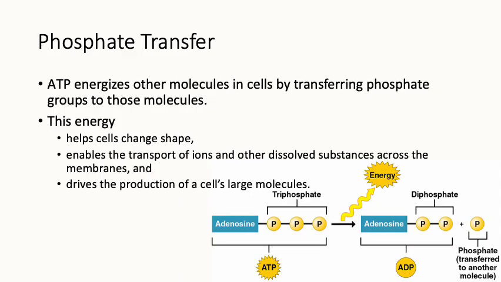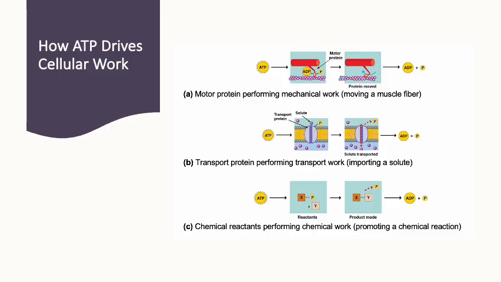ATP releases this energy through a process called phosphate transfer. When ATP loses one of its phosphate groups, energy is released and ATP becomes ADP. That released energy can then be used to power cellular work. By transferring a phosphate group to another molecule, ATP can change that molecule's shape and behavior. This is how the cell drives processes like muscle contraction, active transport across membranes, and the synthesis of large biomolecules. Phosphate transfer is efficient, fast, and reversible, which makes ATP an ideal energy carrier.